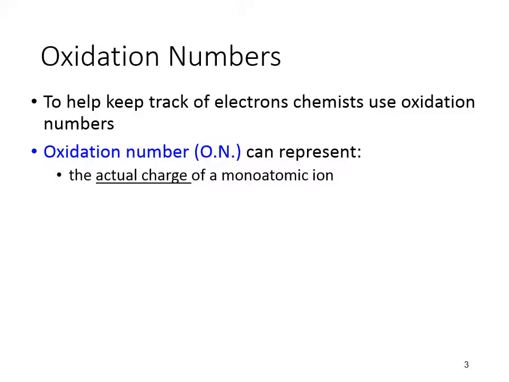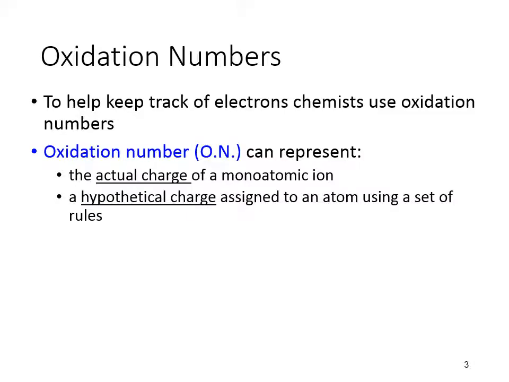For the iron with the +3 charge, it has an oxidation number of +3. But sometimes we can't see that charge, and there may actually not be a true electrical charge, but we can assign a hypothetical charge to an atom using a set of oxidation number rules. So we're going to be taking a look at those rules, and you're going to be asked to figure out the oxidation number values of a variety of different atoms as part of formulas.